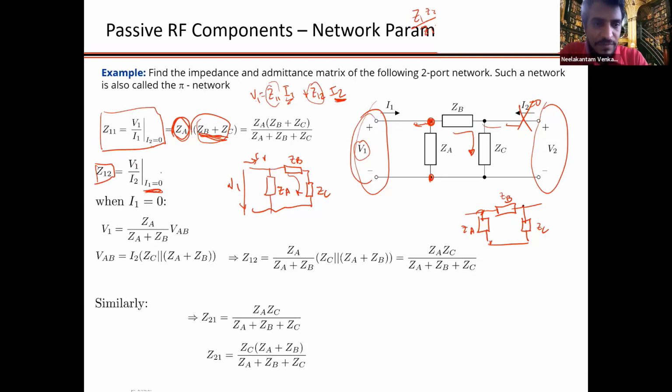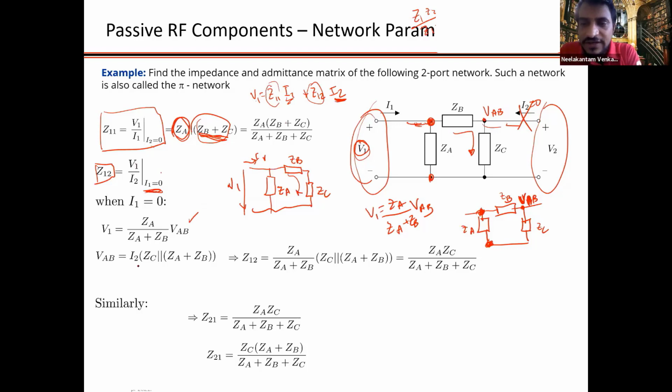If this is ZA and ZB, if I call this voltage to be VAB, for example, there is no current flowing in here. So I'm just going to find the voltage across ZA, where the voltage across ZA and ZB is VAB. Let's call this guy VAB. So this voltage across A is going to be V1, which is ZA over ZA plus ZB times VAB. So this is basically the voltage divider.